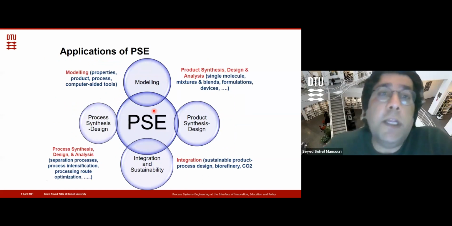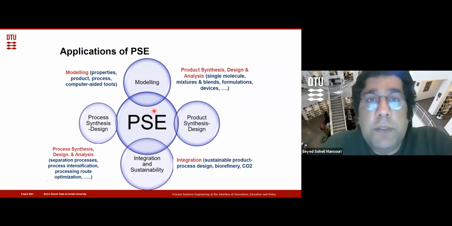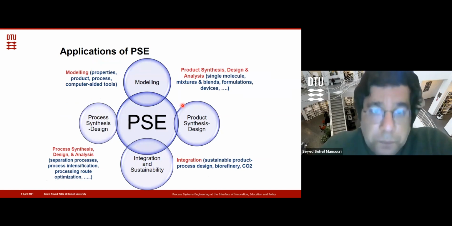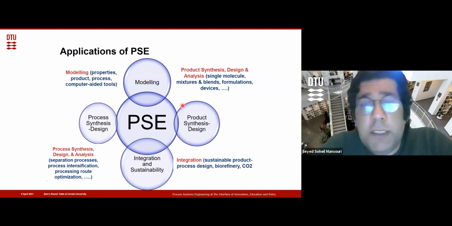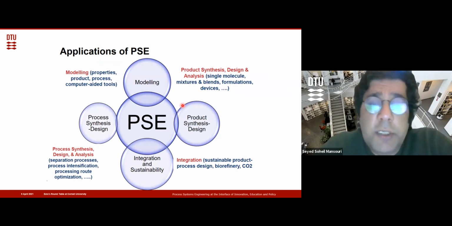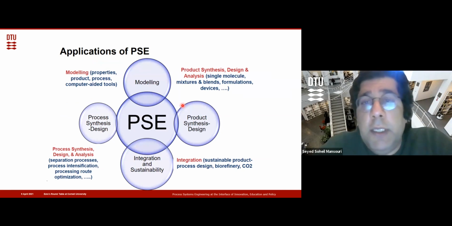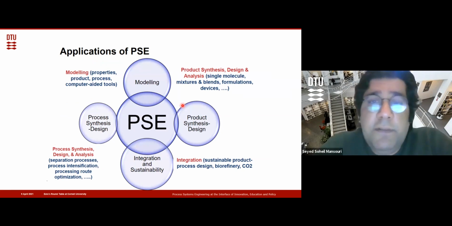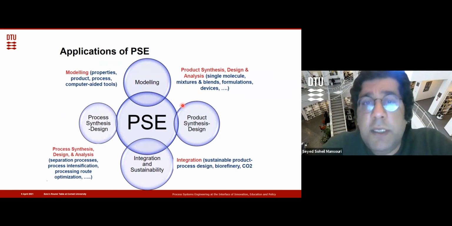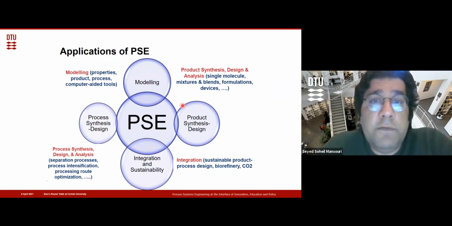Over the years, process systems engineering has found its application in various domains, including modeling, process synthesis and design and analysis, product design, tools integration, and sustainability, as I mentioned, at various levels of aggregation within the process and systems. And it has today become a field of interest to many researchers around the globe.